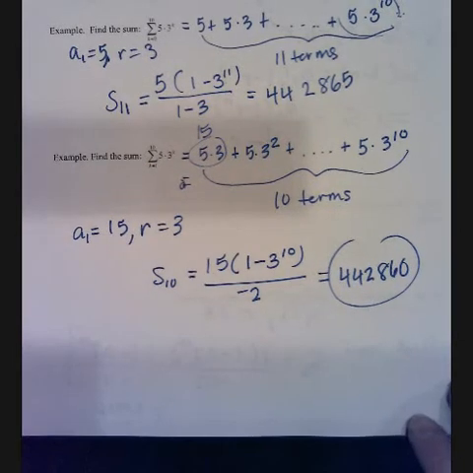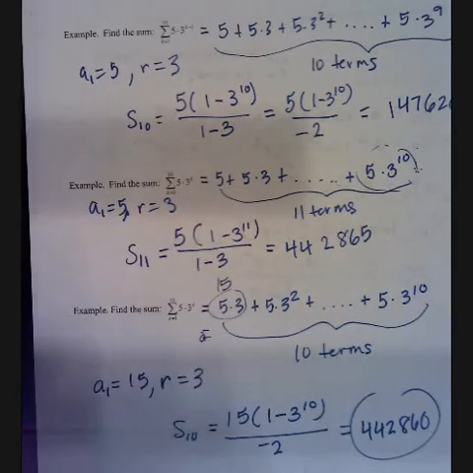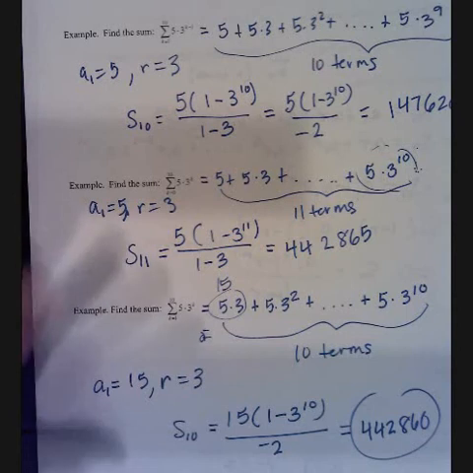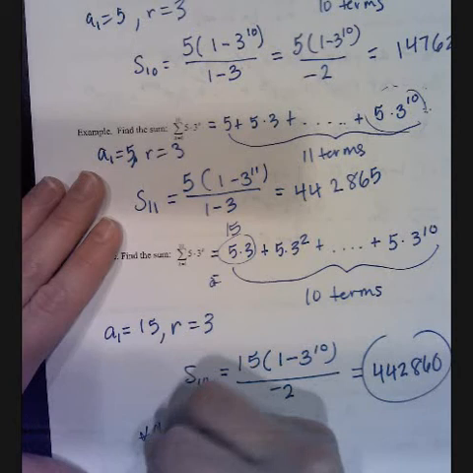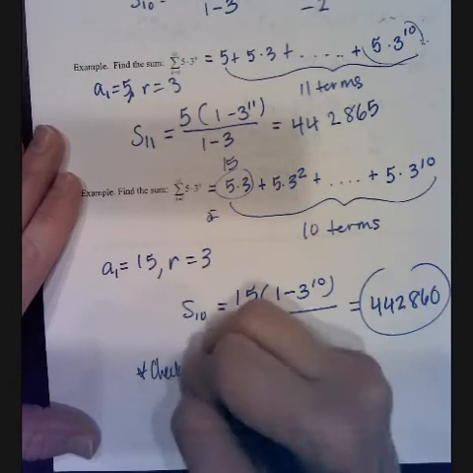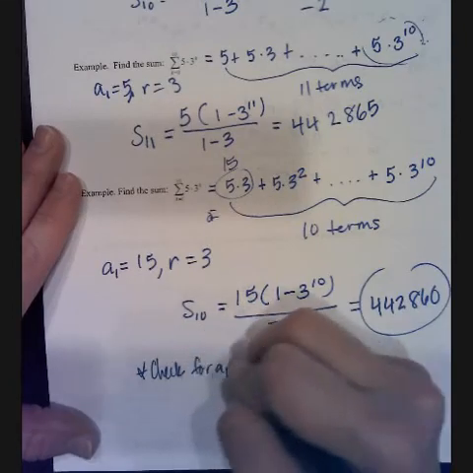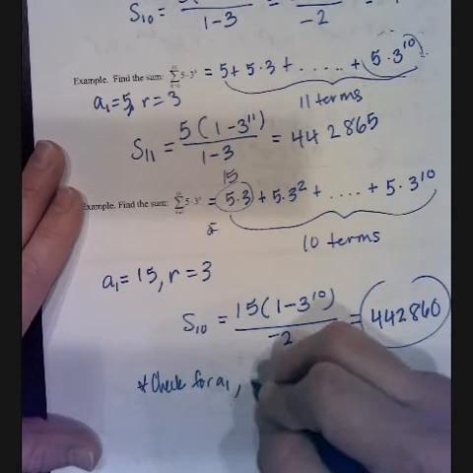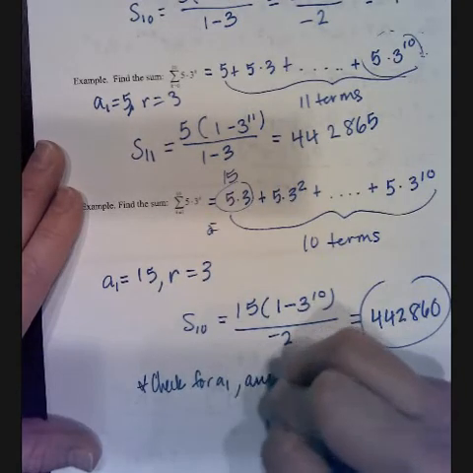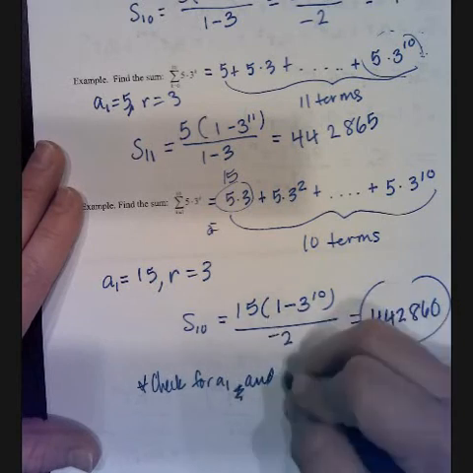Okay, so the reason for these 3 examples is to show that you need to think about what A sub 1 is and how many terms there are in the sum. So check those things. Check for A sub 1. It's not always just what you see here. And the number of terms in the sum.